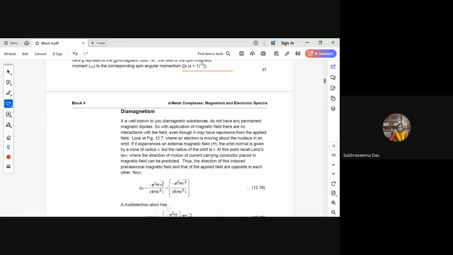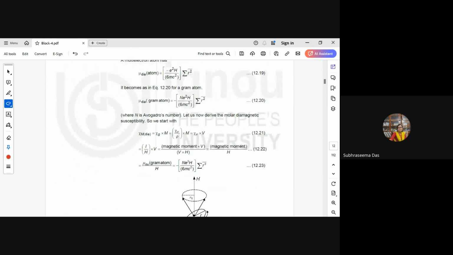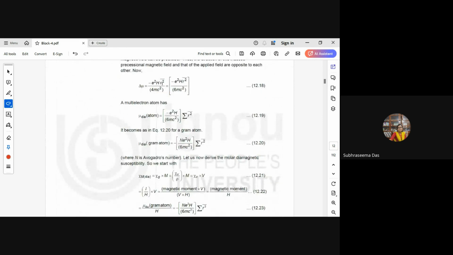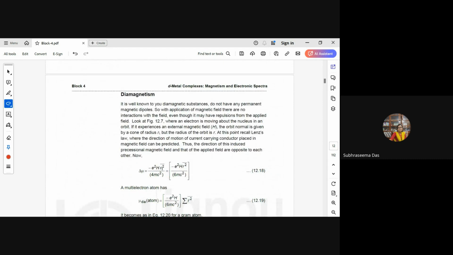Now when we look into diamagnetism, we know that such substances do not have any magnetic poles. So as a result, when a magnetic field is applied, no interactions occur with the field, although some repulsions have been known, but no attractions occur when an external magnetic field is applied to a diamagnetic substance. Now if we look into figure 12.7, it is shown that an electron moves about the nucleus in an orbit.